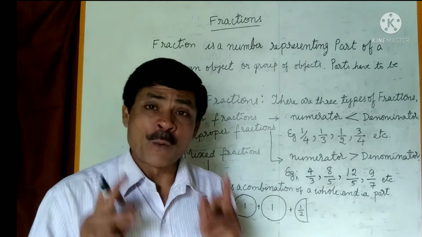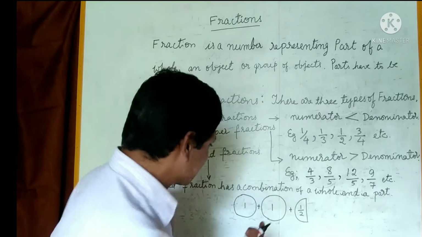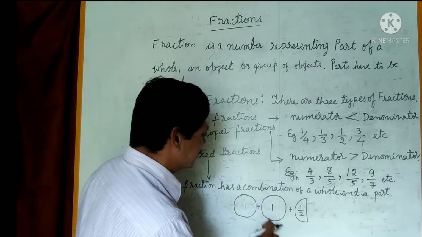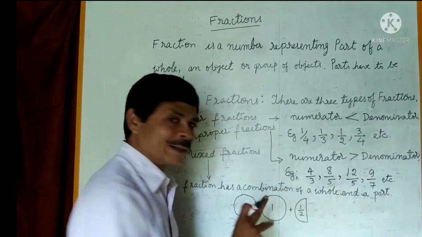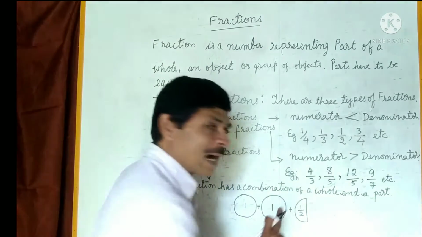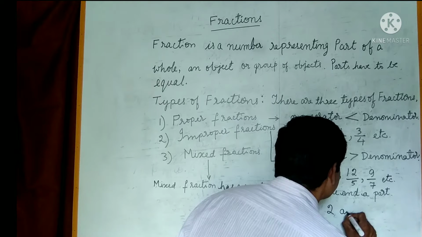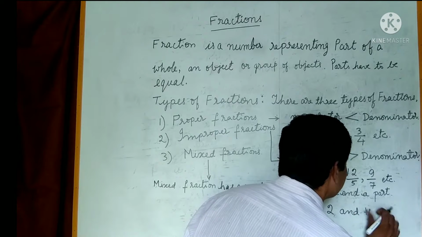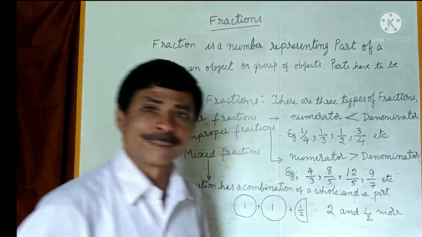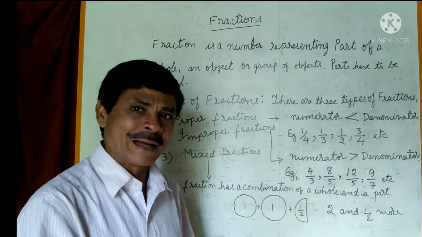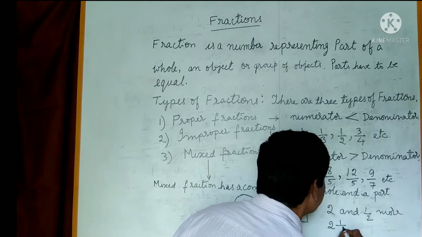A mixed fraction has a combination of a whole and a part. Let us see the example. Here we have two breads and half a bread. One bread plus one bread, two breads plus half a bread. That means 2 and a half more. 2 plus half. And this can be written as 2 1 by 2.